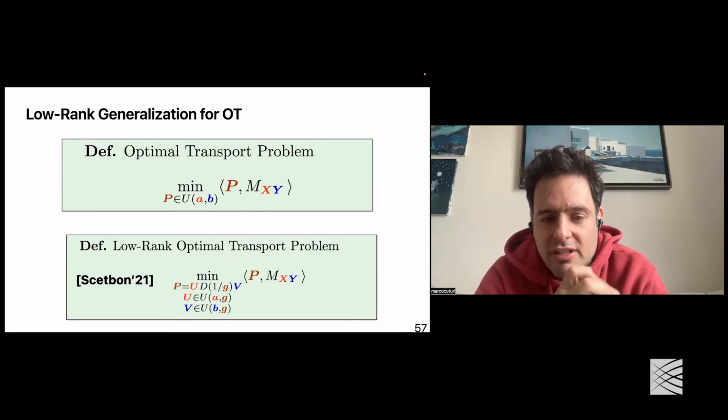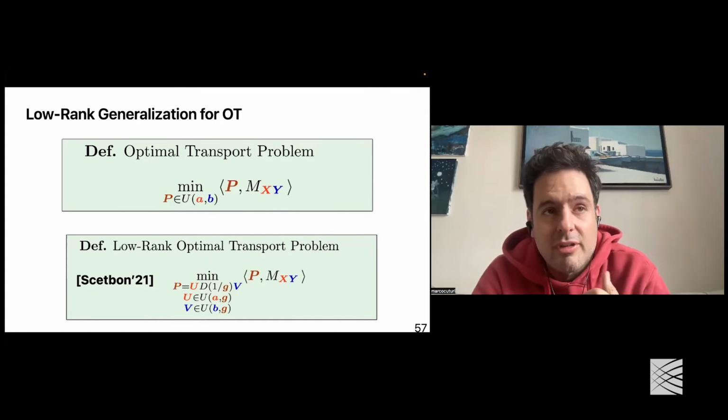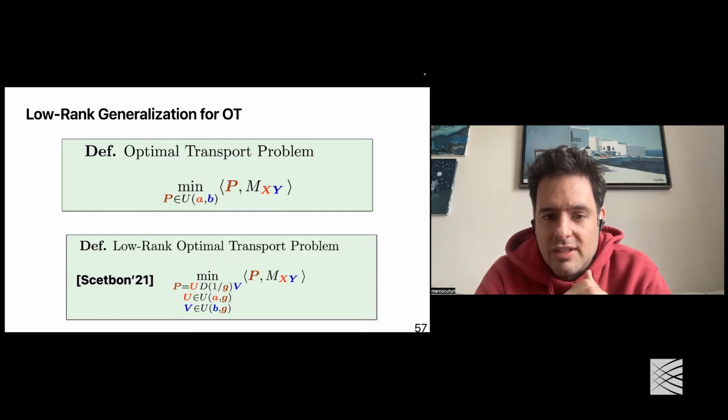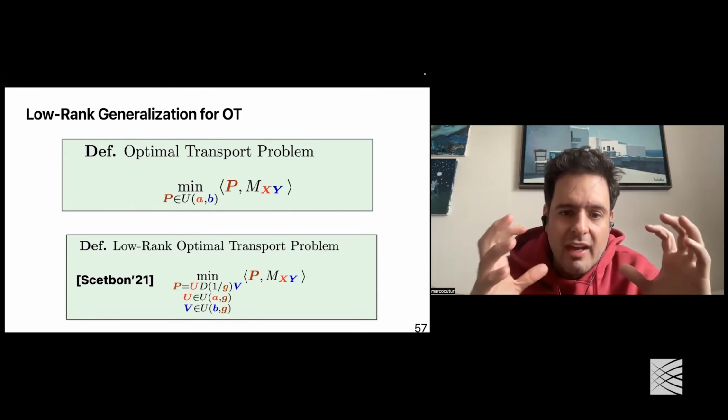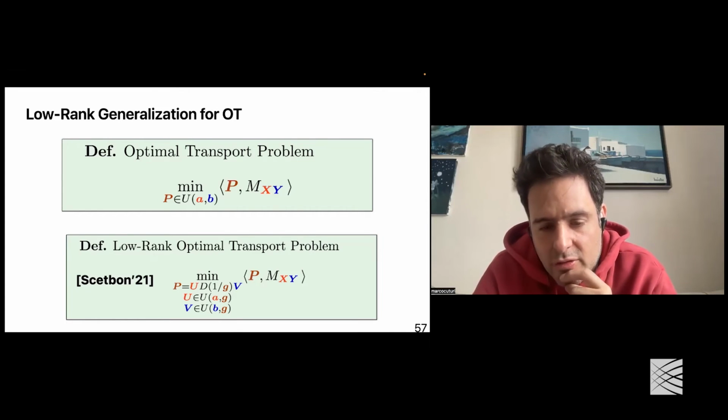this is very promising because this explicit factorization, much like, let's say, non-negative matrix factorization, allows you to play with the notion of rank. And so instead of having to do computations with nm values, you can do them linearly with respect to the number of points.